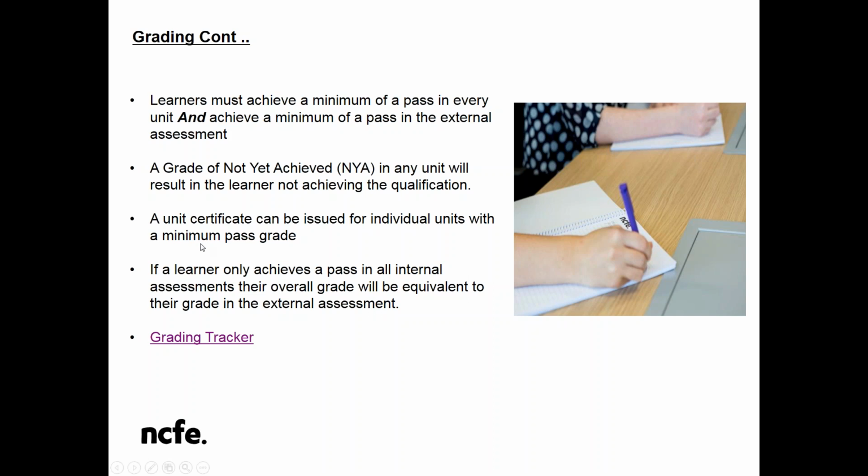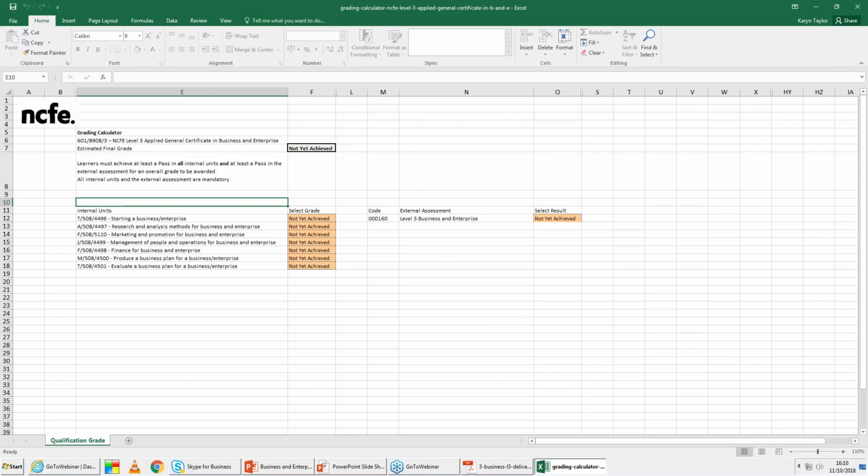So I'm just going to give you an overview of that in the grading tracker. The grading tracker is available in QualHub, and basically what this allows you to do is, hopefully you can all see that on the screen. So I've got the 7 units. So as we change those units to pass, hopefully what you'll be able to see.